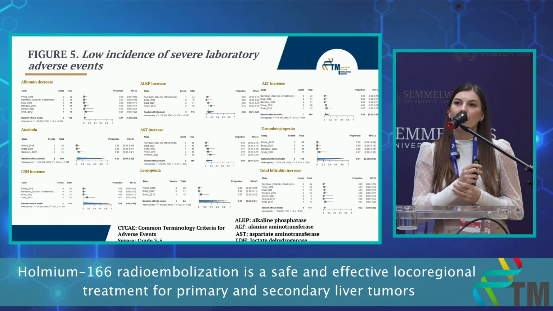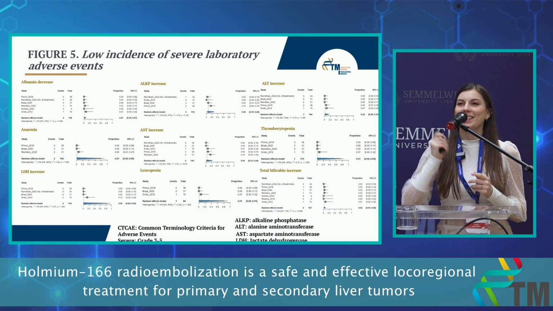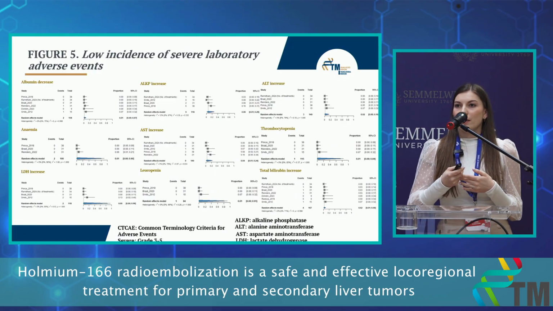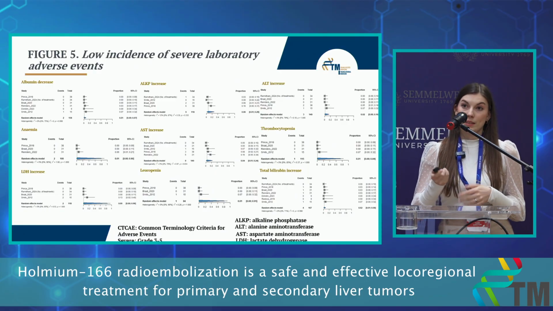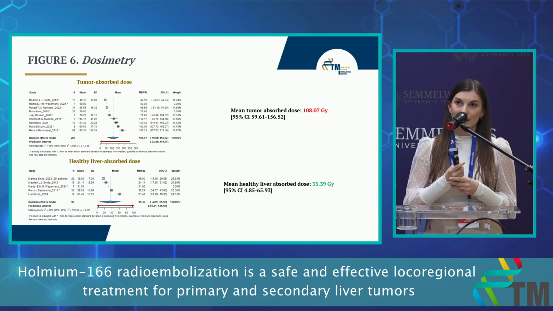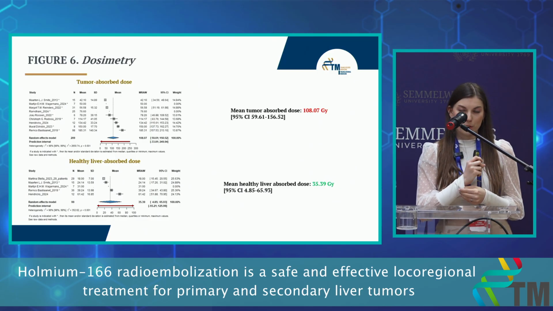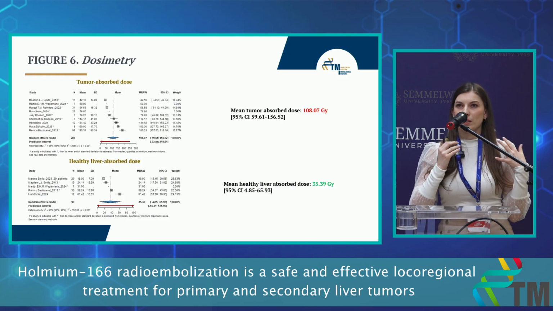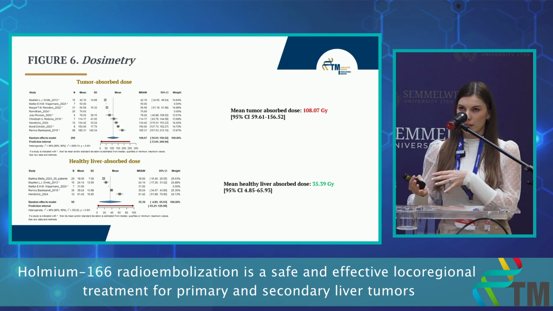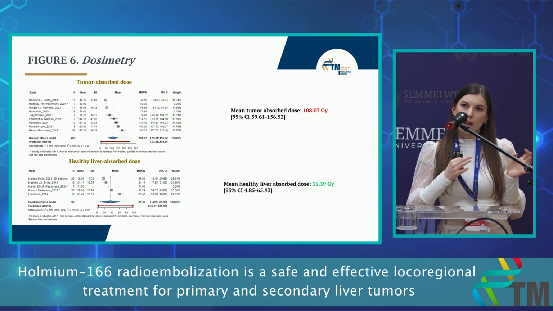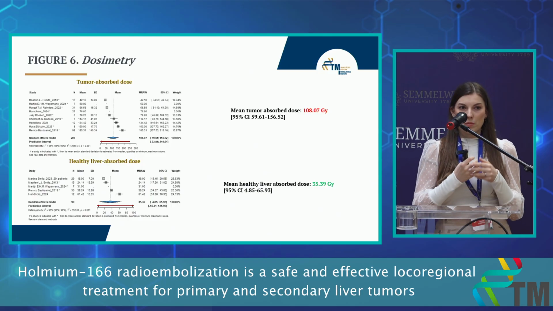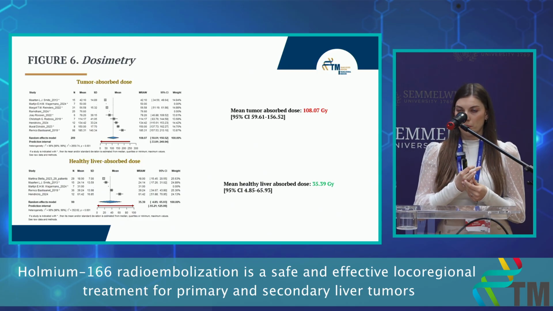So our next outcome: here you can see that other severe laboratory adverse events were almost non-existent, and this indicates that holmium therapy was safe. Our last outcome is dosimetry data, tumor absorbed dose and healthy liver absorbed dose. An increased tumor absorbed dose can increase the likelihood of killing the tumor cells efficiently, but limiting the dose to the healthy liver tissue is crucial in preventing severe complications like radioembolization-induced liver disease or radiation pneumonitis.